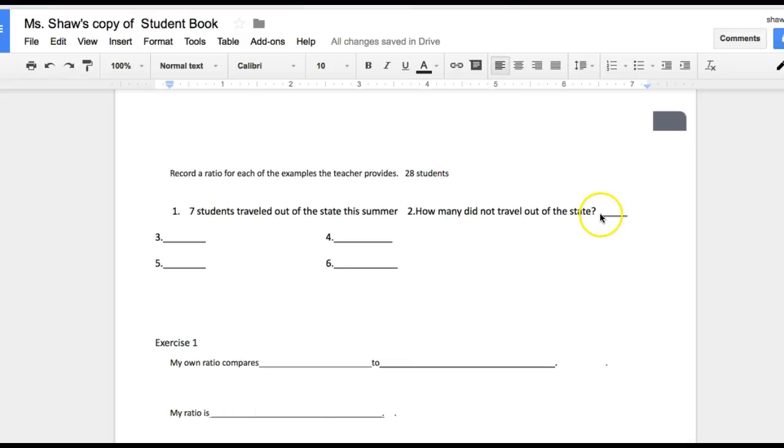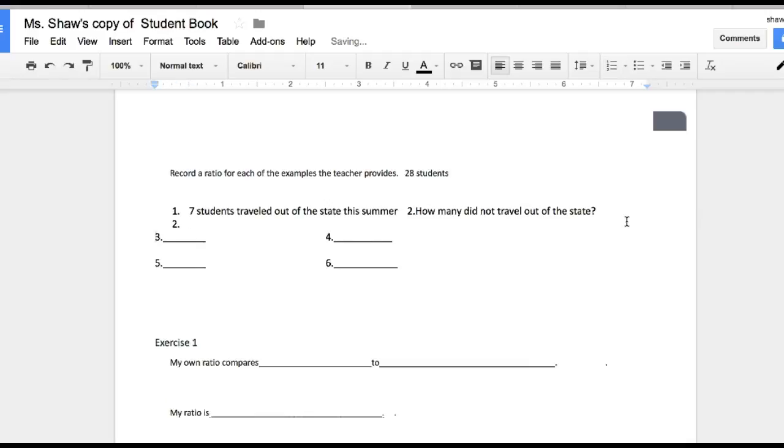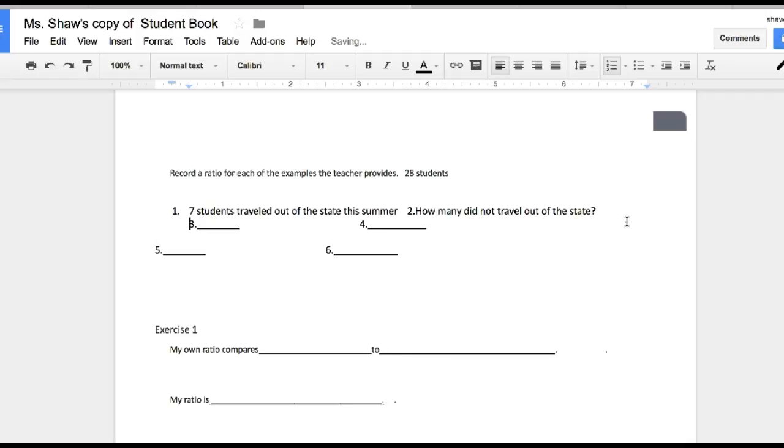Okay, so if you did 28 and you took away the 7 that traveled out of the state, you would then have 21 students that did not travel out of the state. So to write that in a ratio of students who traveled out of the state with students who did not travel out of the state, our ratio would be 7 students who traveled out of the state to 21 who did not. 7 to 21.